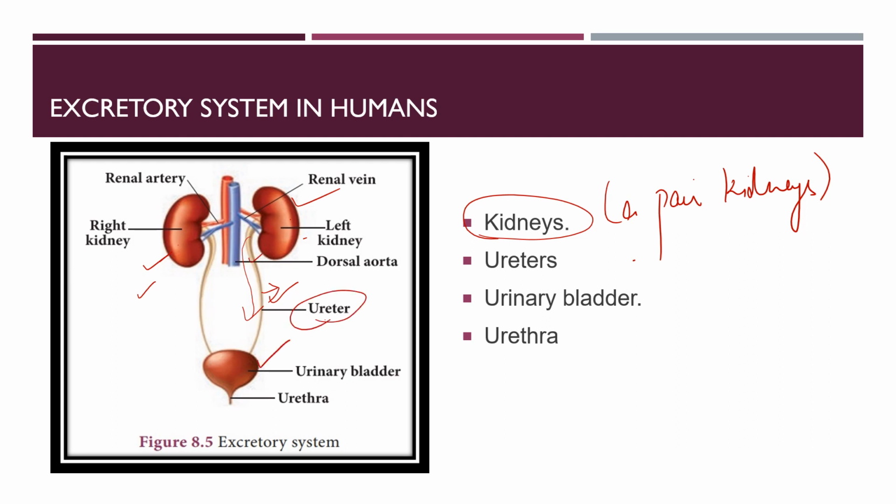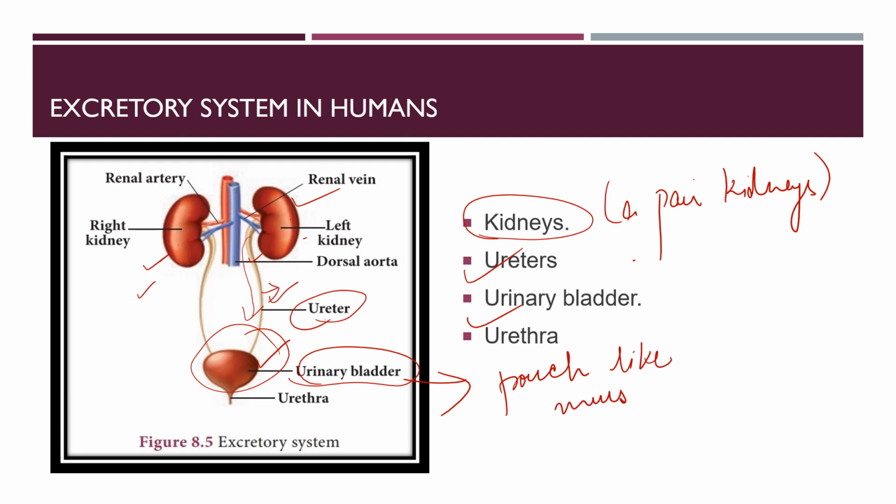Now next comes the urinary bladder. What is the urinary bladder doing? The urinary bladder is a pouch like muscular structure. It is a structure which stores the urine temporarily.